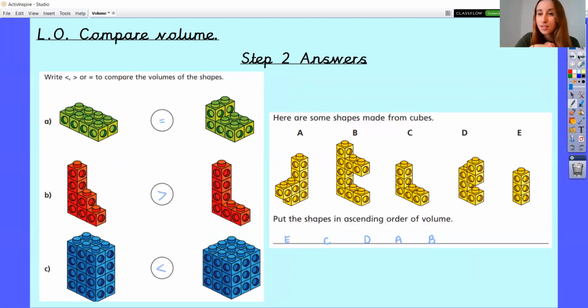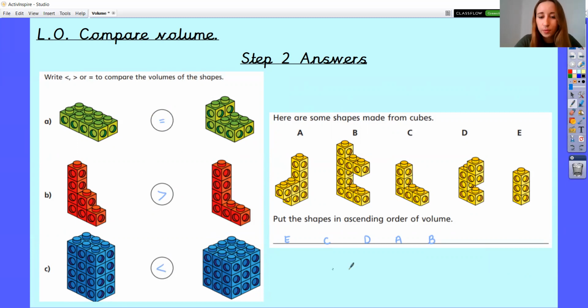Okay, let's have a look at those answers. So you might want to swap for a different colour pen if you'd like to. So our shapes here on 2A, these two had an equal volume, same number of cubes. Here, I think I labelled this shape 3. Shape 3 has a greater volume than shape 4. And then shape 5 has a small volume. Its volume is less than the volume of shape 6.